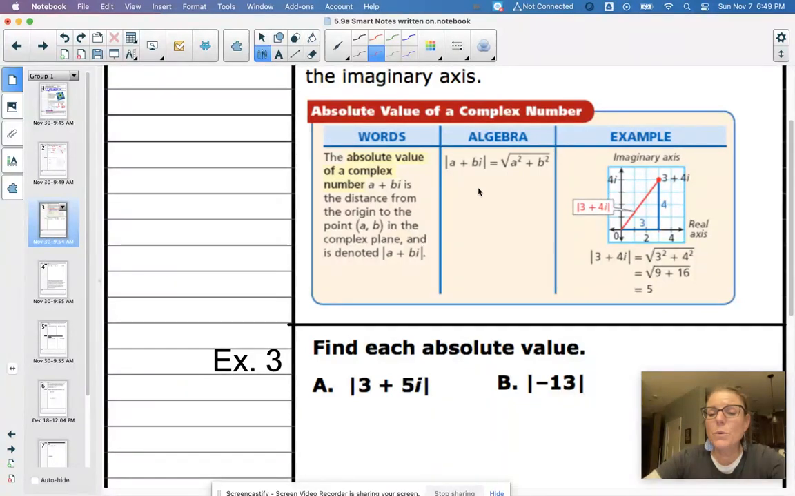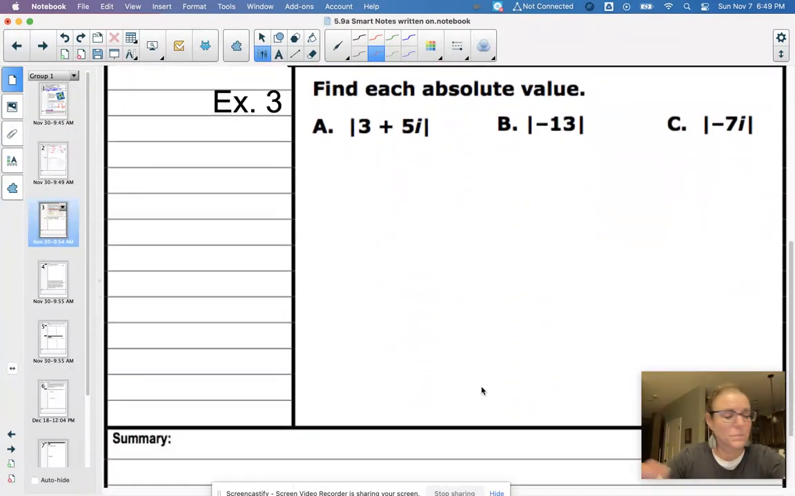So, as you can see, we're going to use this right here. To find the absolute value of a plus bi, which we're going to find in example 3, that is going to be equivalent to the square root of a squared plus b squared, basically using the distance formula. All right. So we know that a is 3 and b is 5. So find each absolute value.